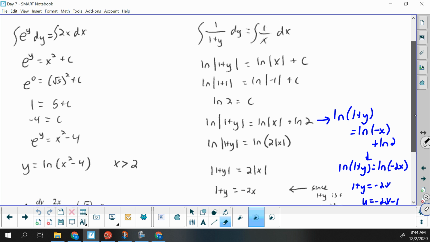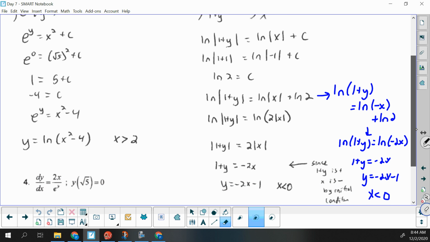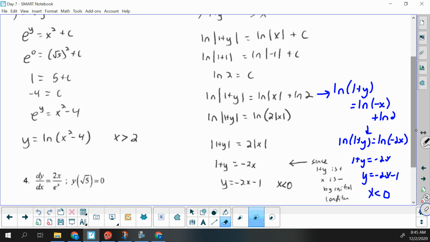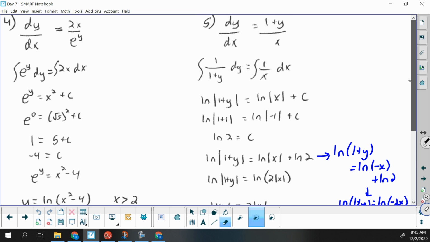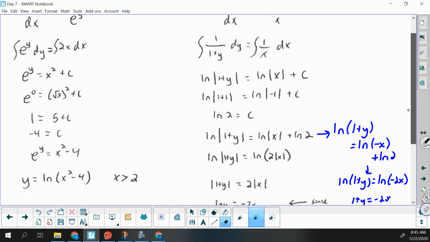So again, you can pause anywhere needed. For the natural log, we need the inside to be positive, so it's 0 at -2 and 2. In between, it's negative, so we need to either be left of -2 or right of +2. Well, square root of 5 in our initial condition is right of +2. That's why we have x is greater than 0. Pause where needed for 5.